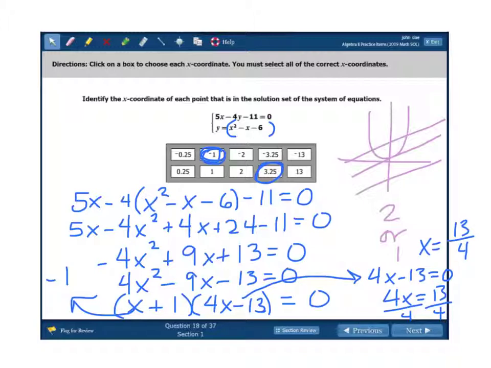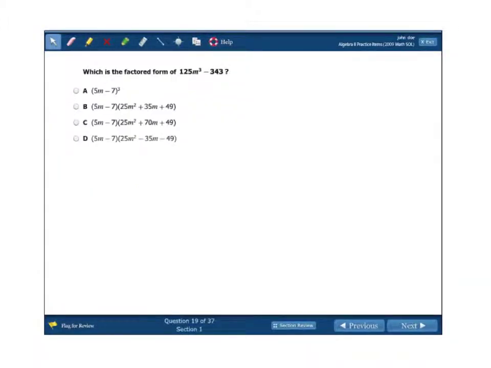Okay, about halfway done. Factored form, this one's going to be nice and fast. Factored form of 125m cubed minus 343. So we have a difference of cubes. Let's write out the difference of cubes pattern. Binomial a minus b, trinomial a squared plus ab plus b squared.